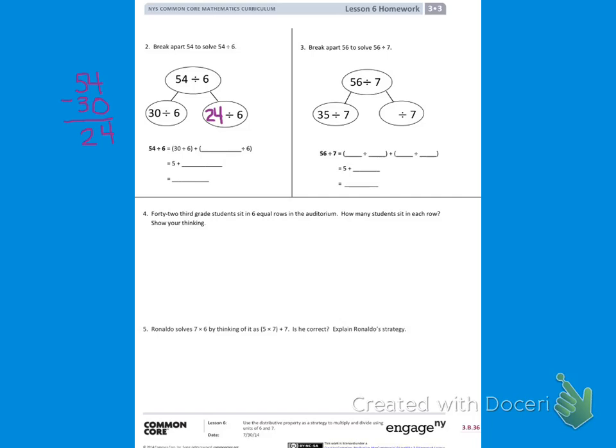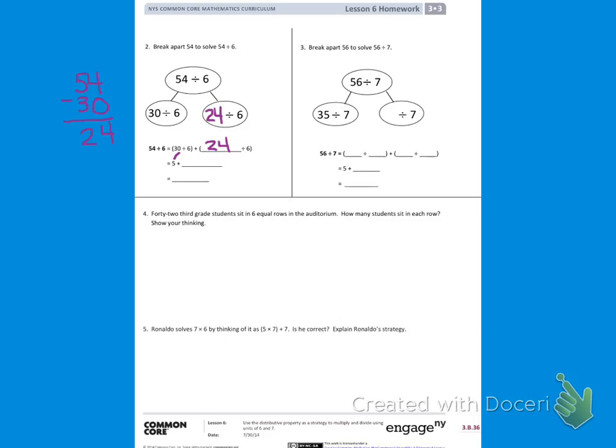Now, looking at the notation at the bottom, it says 54 divided by 6 equals, or is the same as, 30 divided by 6 plus 24 divided by 6. As you can see, the equal signs are lined up. So now we have a 5. Where did that 5 come from? Well, 30 divided by 6 is 5.